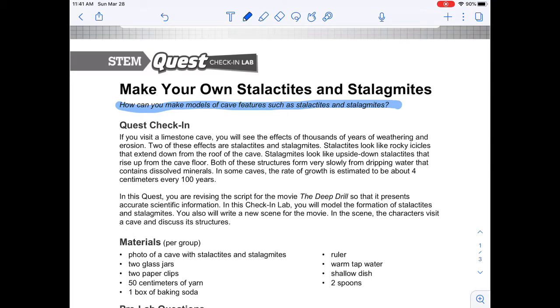So this first paragraph right here is going to be very important for you to study and review. As you're working through this Quest check-in, you're going to want to refer back to this paragraph. It's giving you some background information about how these really neat structures in caves form.